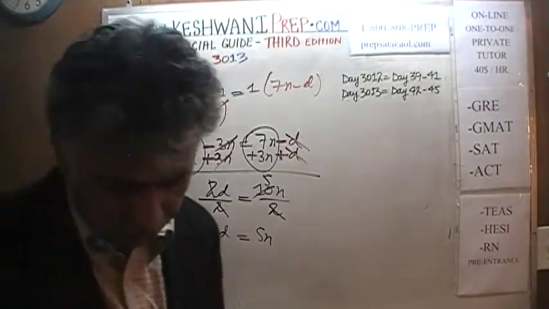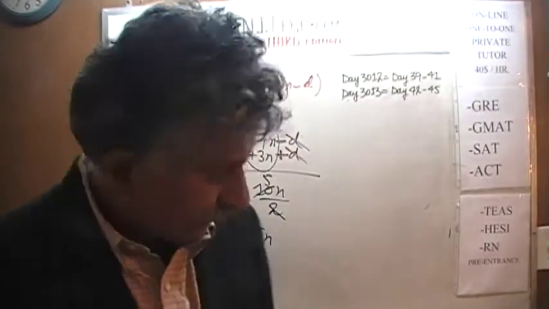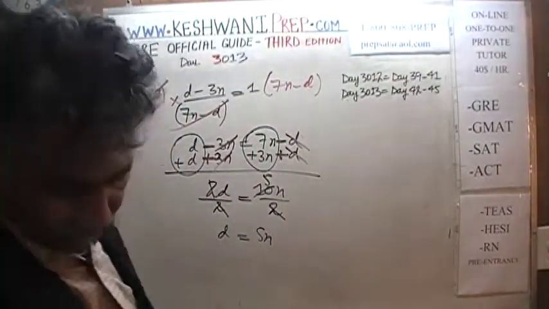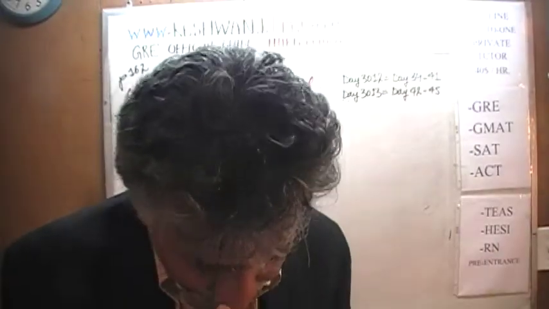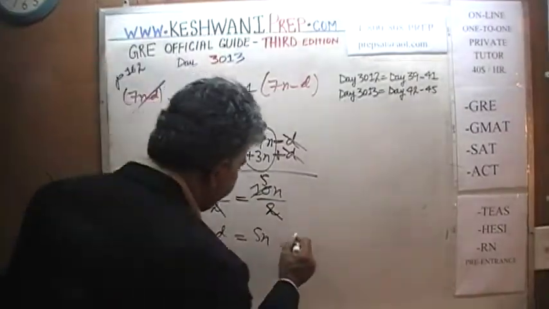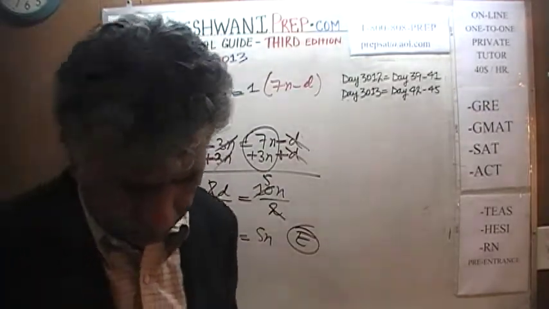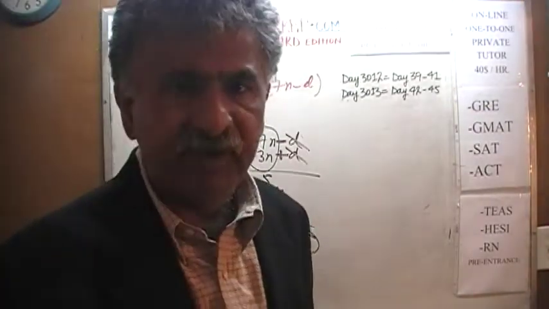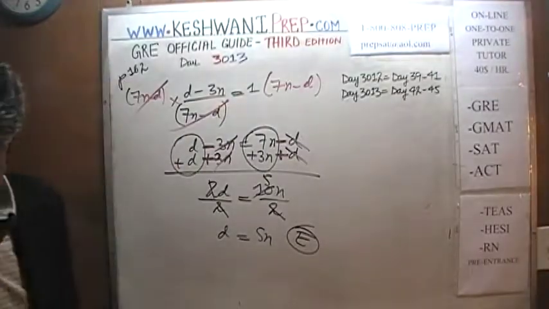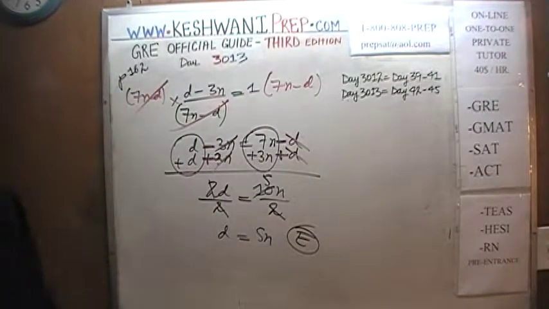As we look at the answer choices, it says d is 4 less than n. That is not what we saw here. What we see here is d is 5 times n. And the answer choice is E. I'm not going to read all the wrong answers. Answer choice E says d is 5 times n, which is exactly what we have here. Let's do the next one.